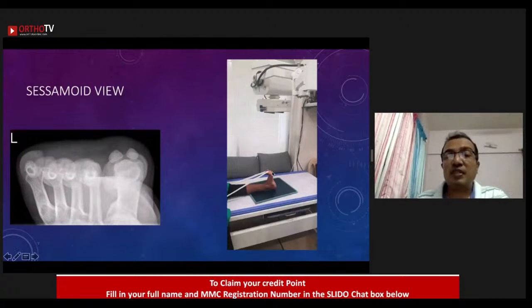Sesamoid view, do the same way. Just pull the toes, and then this is the X-ray source, and this is the cassette. You will see sesamoids like that. What Dr. Abhishek just showed you, the sesamoid view.